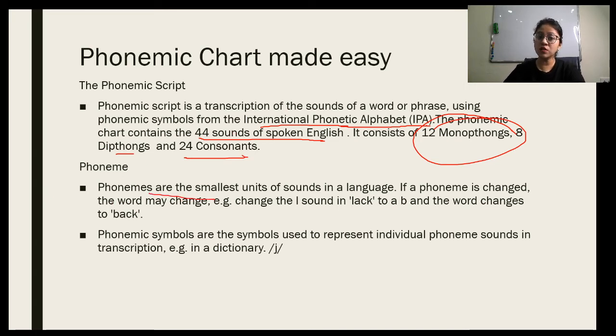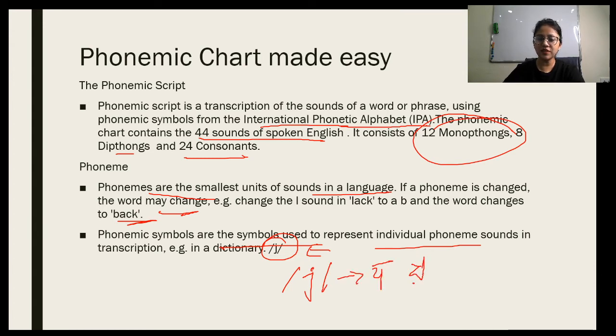Phonemes are the smallest units of sounds in a language. If a phoneme is changed, the word may change. Example, change the L sound in lack to B and the word changes to back. Phonemic symbols are used to represent individual phoneme sounds. So you've got a word which starts with Y, yummy. The sound would be indicated by this symbol, which looks like a J, but is in actuality the Y sound. So in Hindi this way and in Bengali this way.